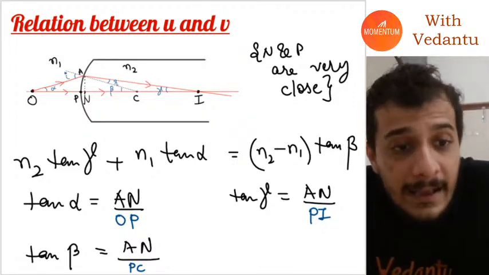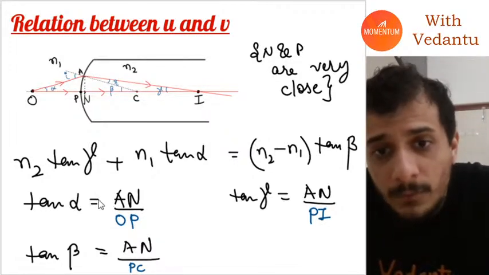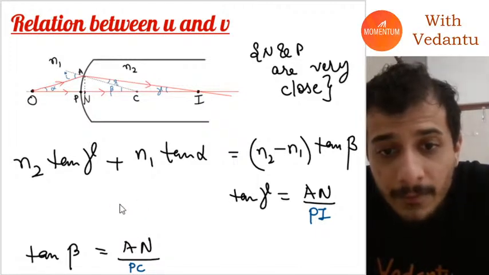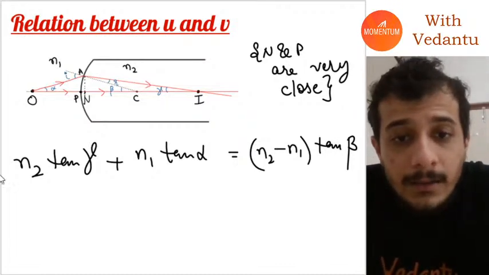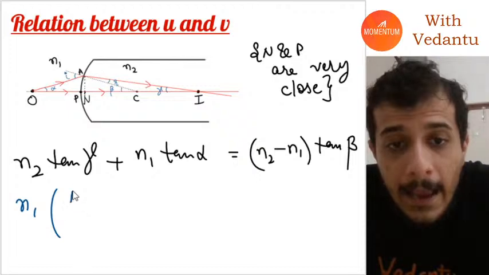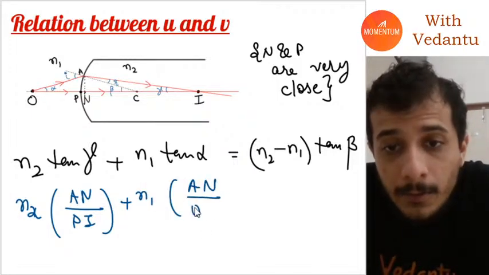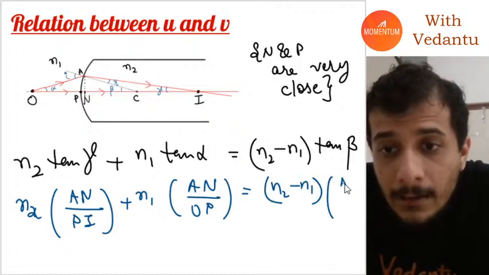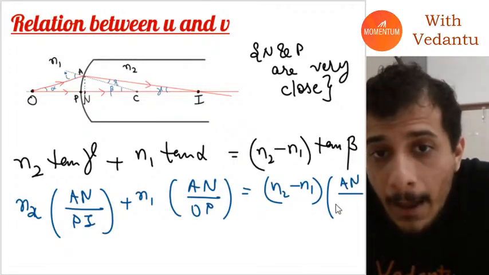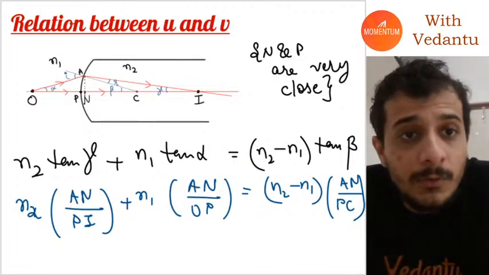Okay, now next is what do we do? We substitute all of this into the basic formula. Now, if I substitute all of this into the basic formula, guys, what do we get? We get N1 into AN divided by PI plus, sorry, not N1, N2, plus N1 into AN divided by OP is equal to N2 minus N1 into AN divided by PC.